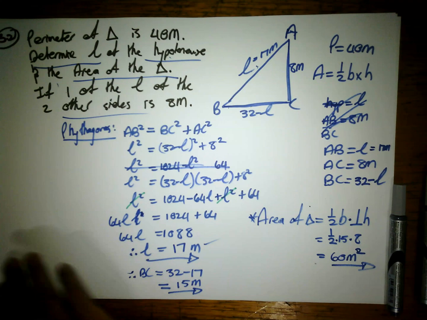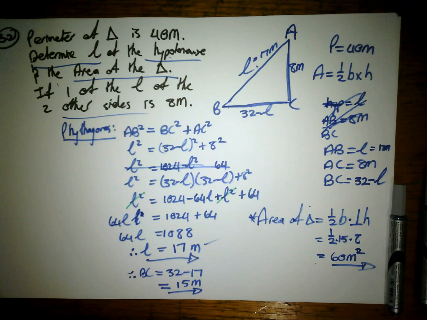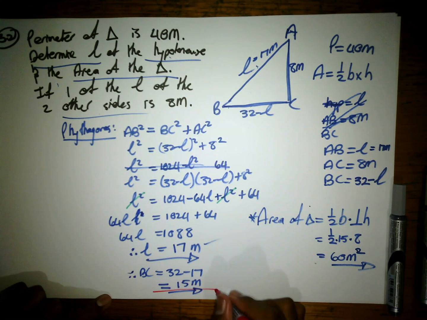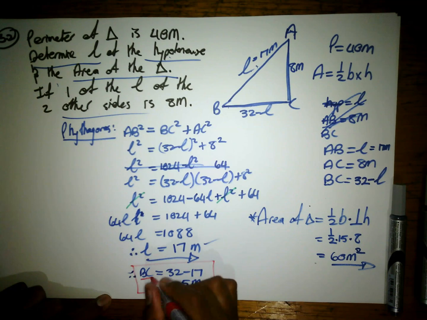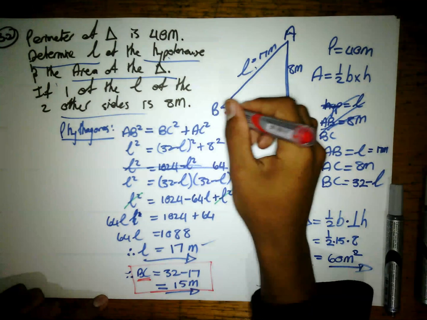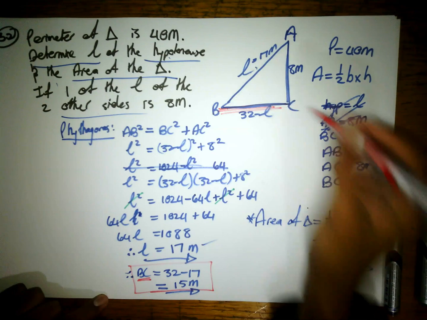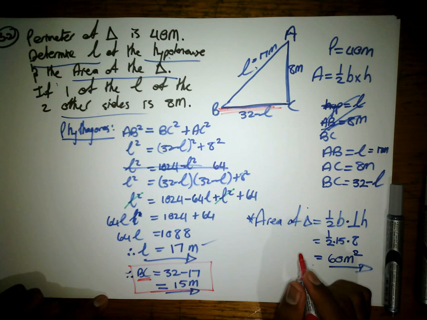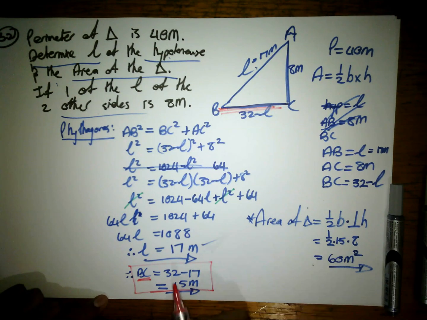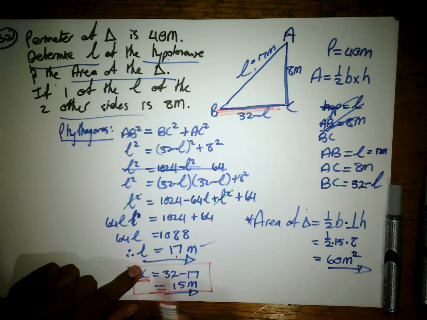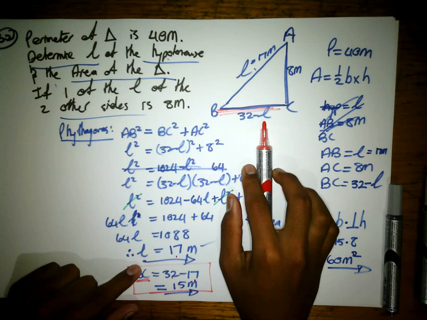Can we continue? Yes, can I do a quick question? Yes. That 15, what is that 15? So this 15, it's BC, right? This is BC. Can you see 32 minus our length? Our length we got is 17. 32 is the other side.